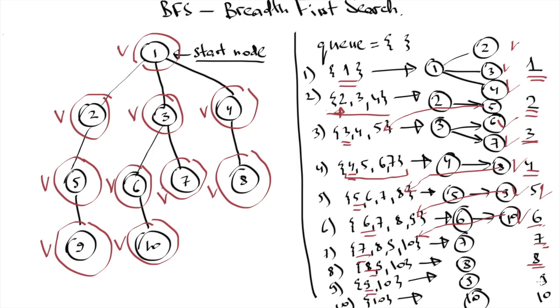We again pop out 9. And for 9 again we don't have any neighbors. And the next element will be 10. We look at the frontal element, which is 10, and again, for 10, we don't have any neighbors. So we keep doing this until our queue is empty. So at the end, we have traversed all the nodes using the BFS algorithm, which is 1, 2, 3, 4, 5, 6, 7, 8, 9, 10.